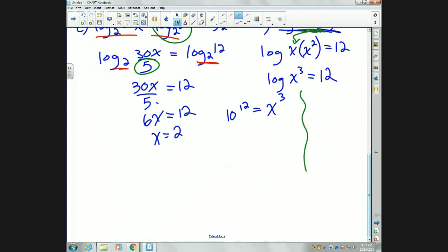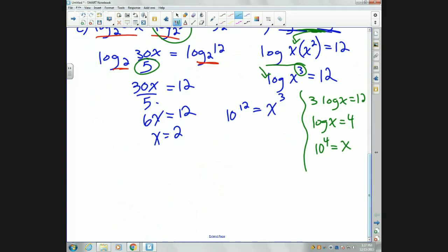So Jenna suggested, why don't we pull this 3 down in front, which we could totally do. Might make the math a little bit easier, actually. Then we can divide both sides by 3. And then again, you're not really sure where to go, so we jump out of this log notation and into exponential. So 10 to the 4 is equal to x. So we kind of did the work ahead of time, whereas here, we're going to do the work after the fact.